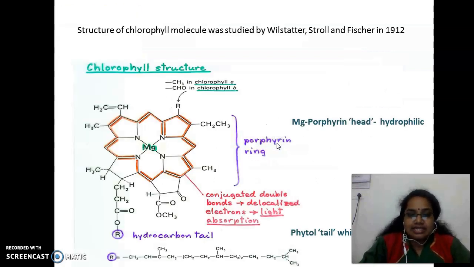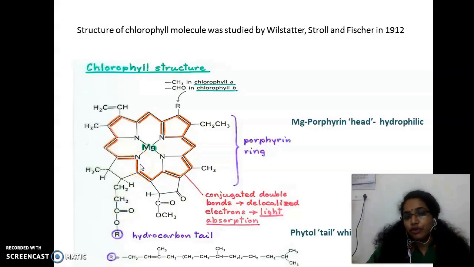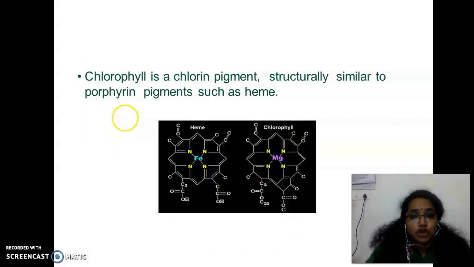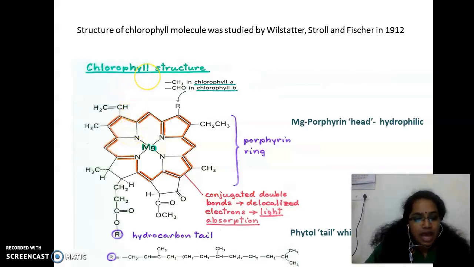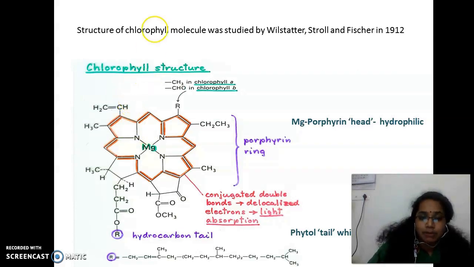So these are the structures I was telling about earlier. The structure of the chlorophyll molecule was first put forward by Willstatter, Stoll and Fischer in 1912. Chlorophyll molecules are magnesium porphyrin compounds. This porphyrin ring consists of four pyrrole rings, attached by CH bridges. A long chain of carbon is attached to the 4th pyrrole ring. It is a hydrocarbon tail, also called the phytol chain.